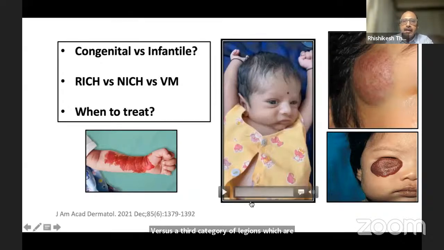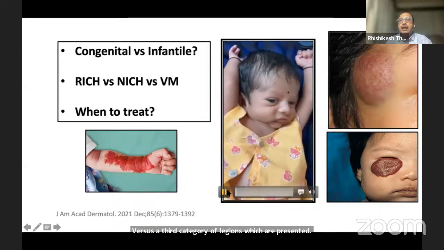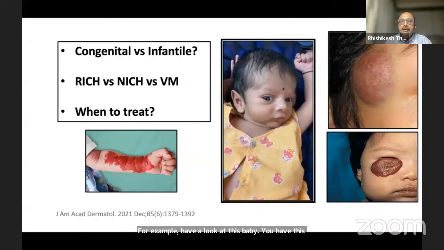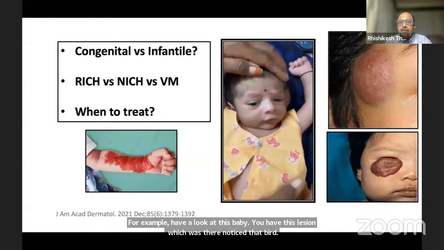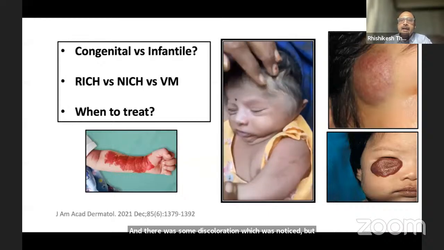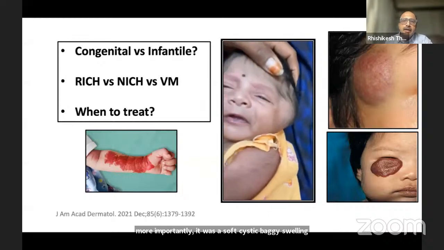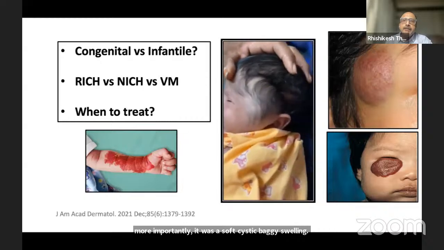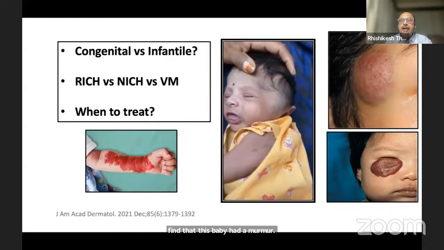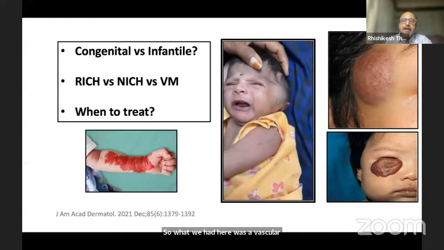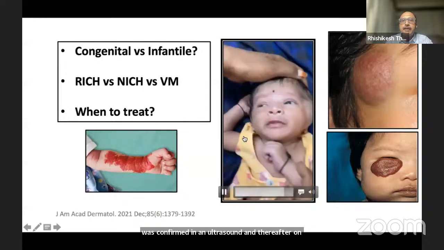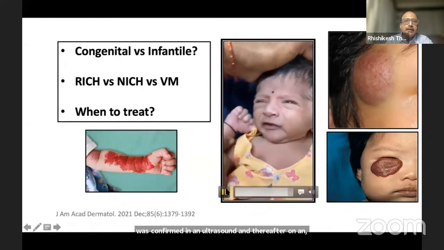For example, have a look at this baby. You have this lesion which was noticed at birth, and there was some discoloration which was noticed, but more importantly, it was a soft cystic baggy swelling. And whenever you have any swelling, you auscultate. You find that this baby had a murmur. So what we had here was a vascular malformation, which was confirmed in an ultrasound and thereafter on an MRI, which requires a totally different form of therapy. So this is a vascular malformation.